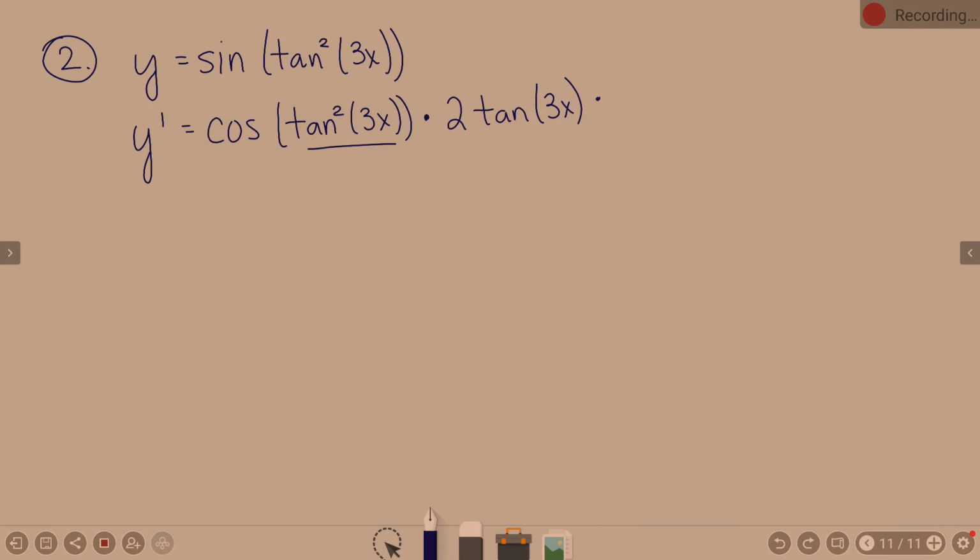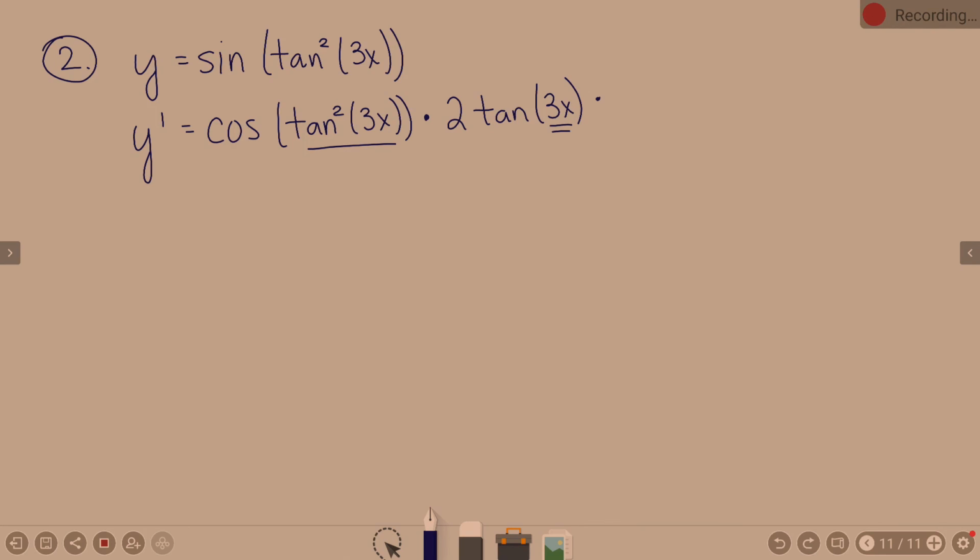So derivative of tangent squared of something is 2 tangent of something. Times, now what? We've got another something in there, don't we? The derivative of 3x is 3. Do I get all the pieces? Nope, I screwed up. Dang it. Okay, I'm going to erase the 3 for a moment. I spaced a piece.